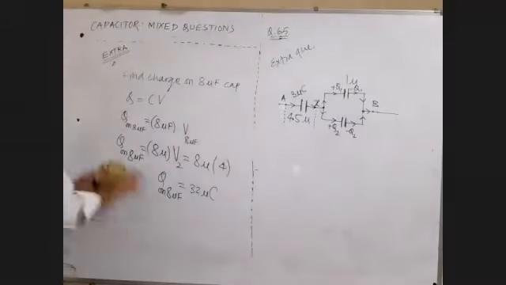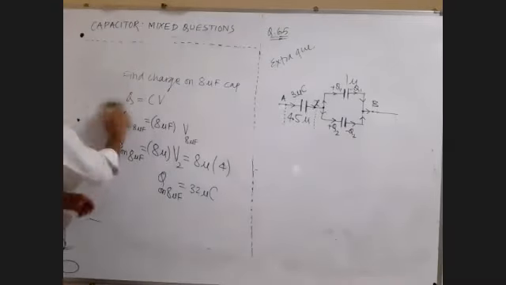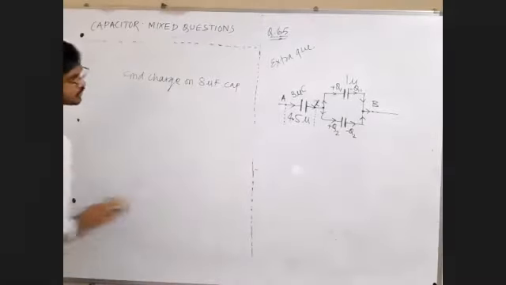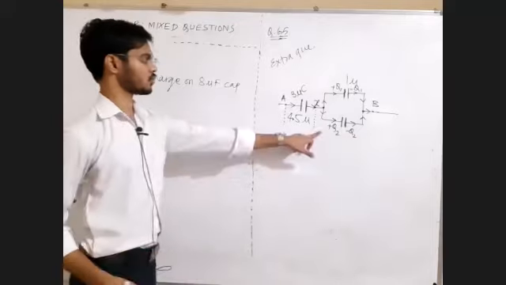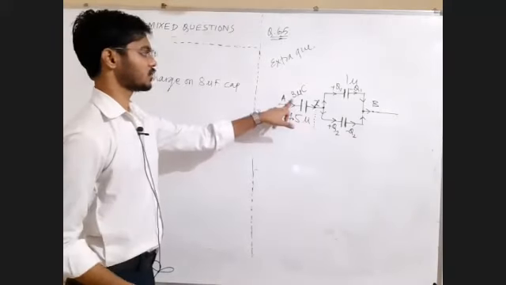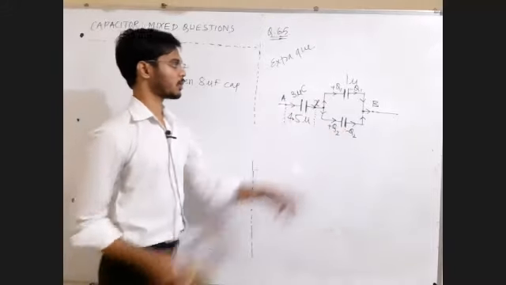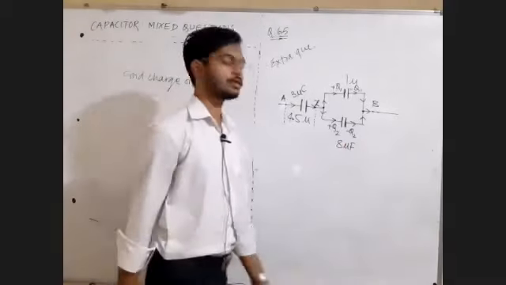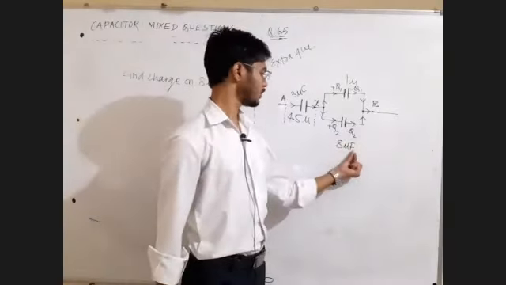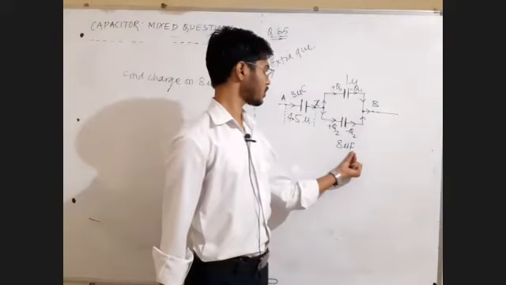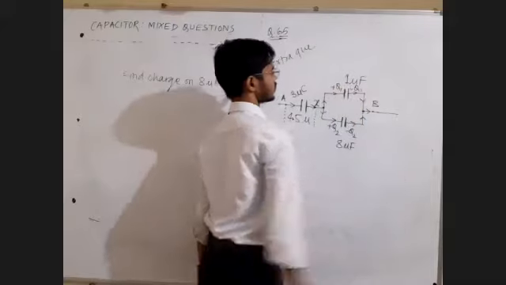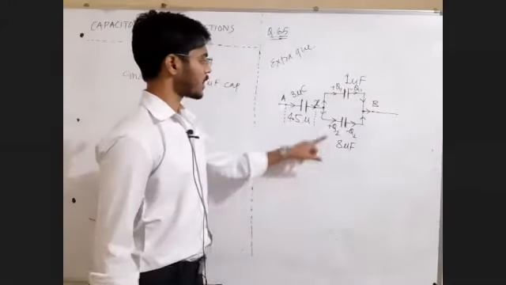Okay, now the same question. Find the charge on the 8 microfarad capacitor. This is the diagram given. Charge on this capacitor is given, and you have to find out the charge on the 8 microfarad capacitor. This is an 8 microfarad capacitor. From the unit you can identify whether charge is given or capacitance is given. It is 1 microfarad, so it is a capacitor. So you are asked Q2.